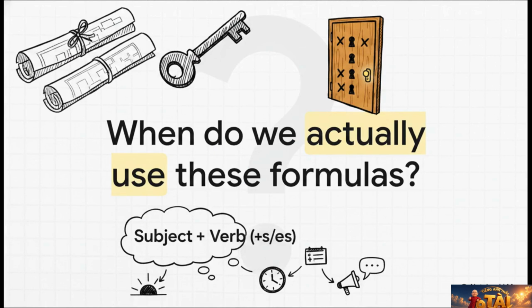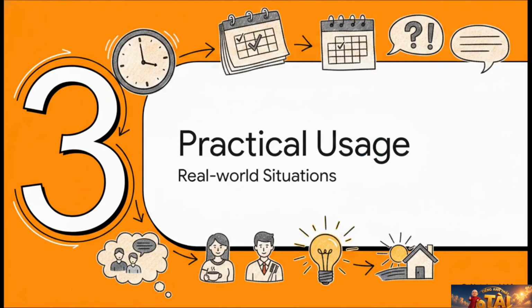So now that we have all of our structural blueprints completely mapped out, I've got to ask you, when do we actually use these formulas in real life? Because let's face it, having the key to a door is pretty much useless if you don't know which door it unlocks, right? Which brings us right to section 3, practical usage.